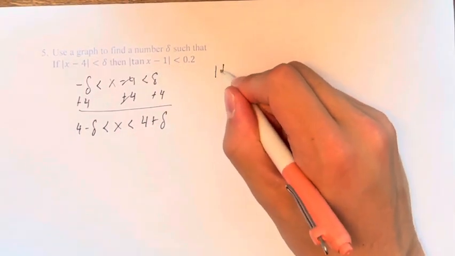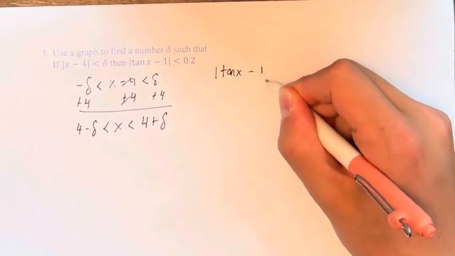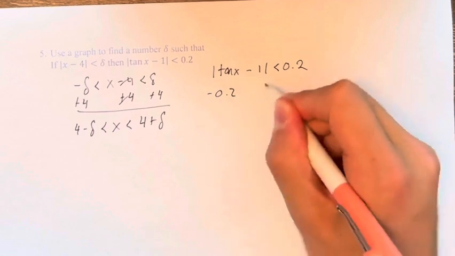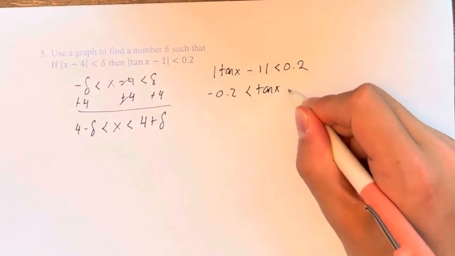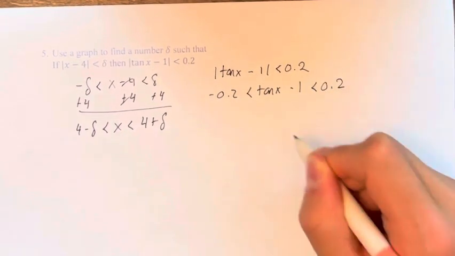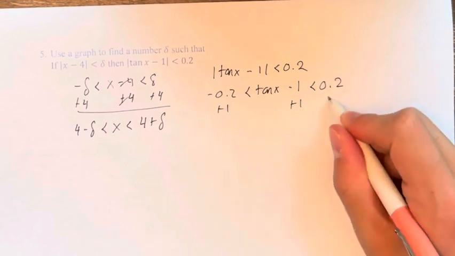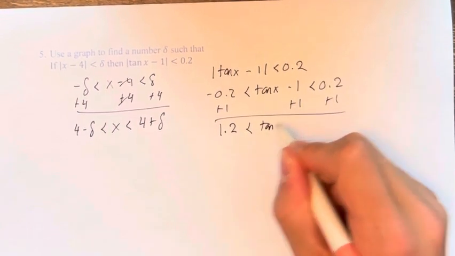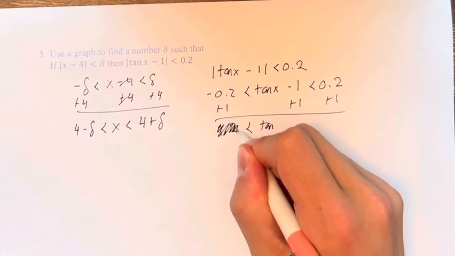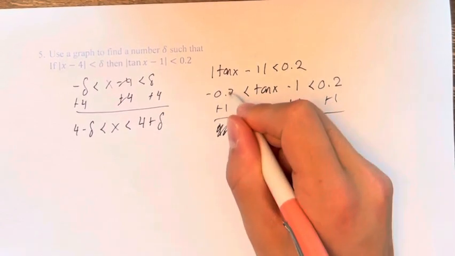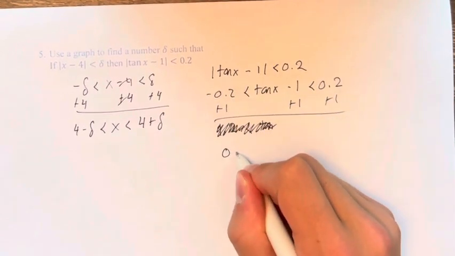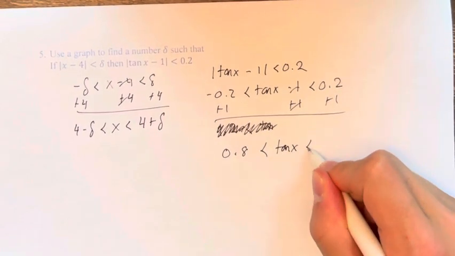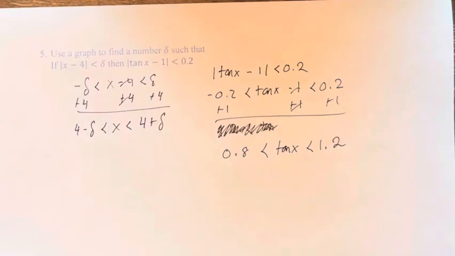Next, we have the absolute value of tangent of x minus 1 is less than 0.2. This means that it's greater than negative 0.2 and less than positive 0.2. And if we add 1, negative 0.2 plus 1 gives 0.8, so 0.8 is less than tangent of x, which is less than 1.2.